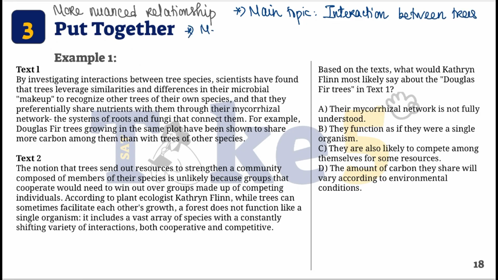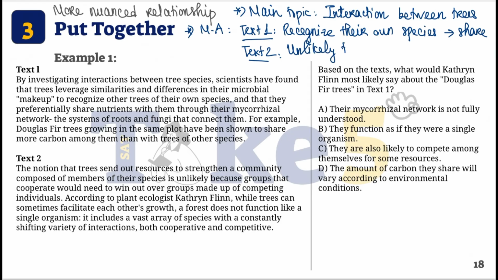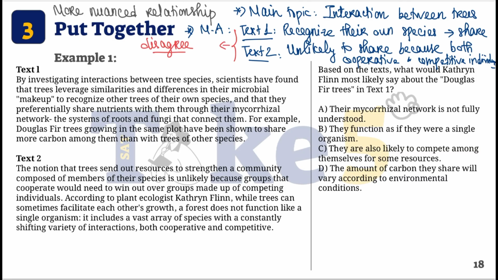Text 1 talks about how trees recognize others of their own species and share nutrients through the roots and fungi system, while text 2 claims that trees are unlikely to share resources within a community because there exist both cooperative and competitive individuals. So essentially, the two texts disagree with each other, but in particular, text 2 would think that text 1 simplified the complex interaction of trees to just cooperation.